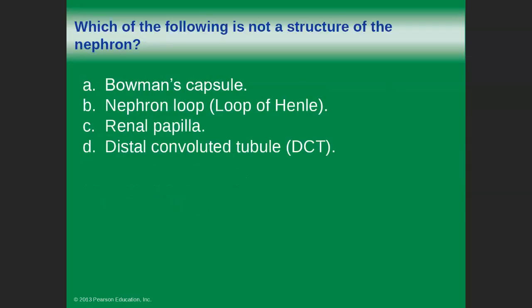Which of the following is not a structure of the nephron? Well, we know Bowman's capsule is, nephron loop. Yeah, papilla is not a, yeah, right, exactly.